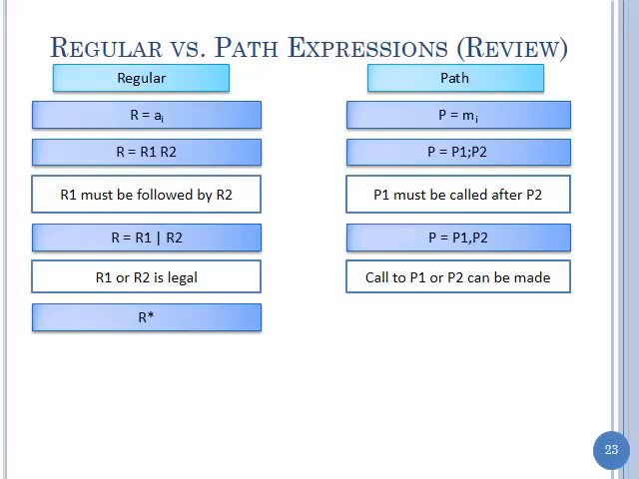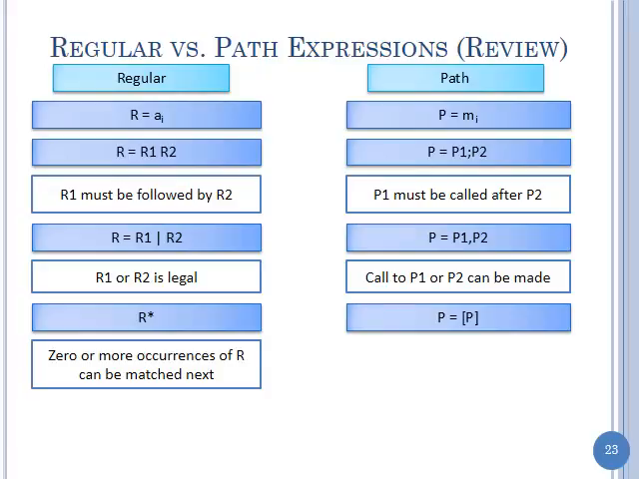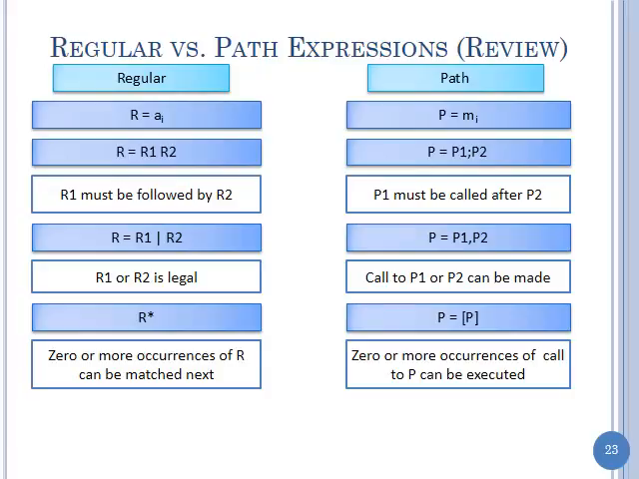And then we have the Kleene star, which says how many instances of R are acceptable: zero or more, zero to infinity. The equivalent here is that any number of occurrences, zero or more, of a call to P can be executed. So you can execute P, followed by P, followed by P, any number. You can make two Ps, or one P. It's very analogous.